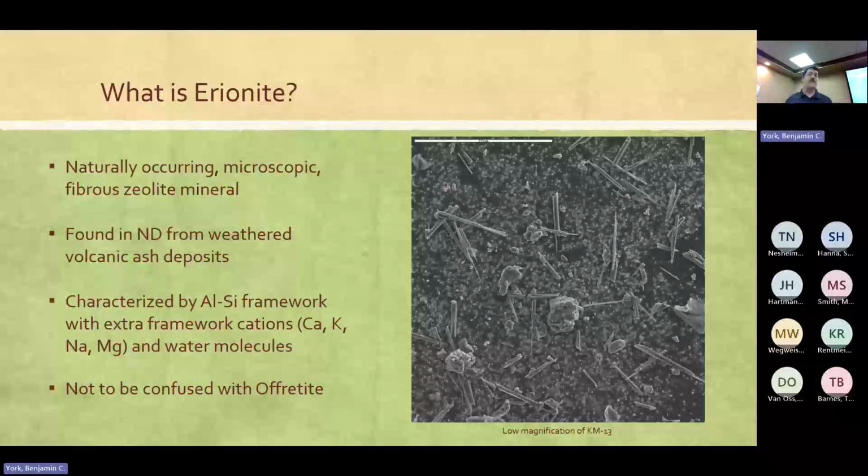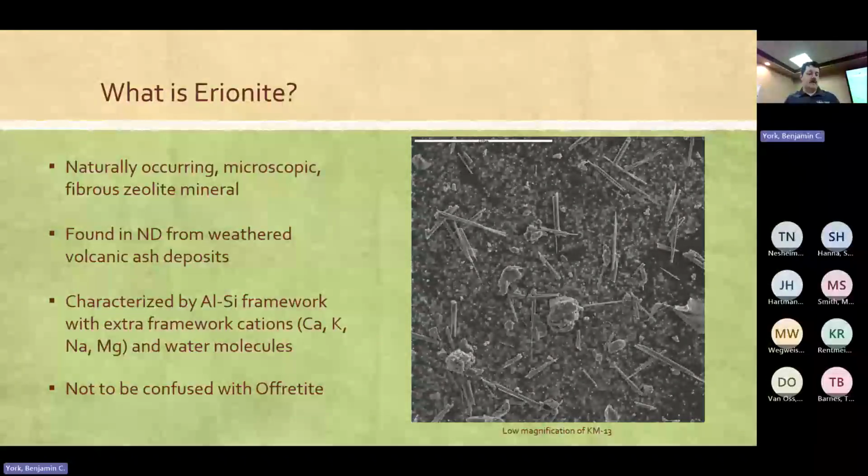So anyway, what is Erionite? Erionite is a naturally occurring microscopic fibrous zeolite mineral. So this is something that you really cannot tell with the naked eye if something's got Erionite. You have to get it under a microscope, and you really have to get scanning, high definition microscopes to be able to even see the Erionite. And in North Dakota, it's found in basically weathered volcanic ash deposits. And in a later slide, I'll get into more on how it was formed in North Dakota.